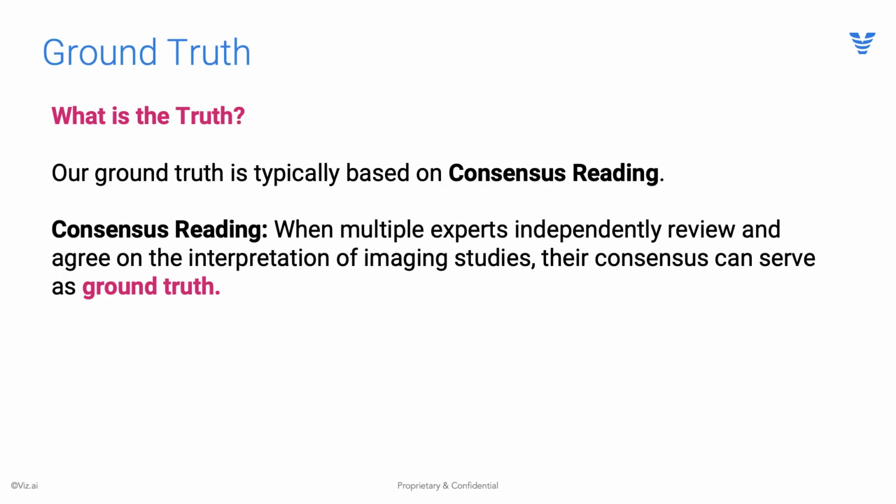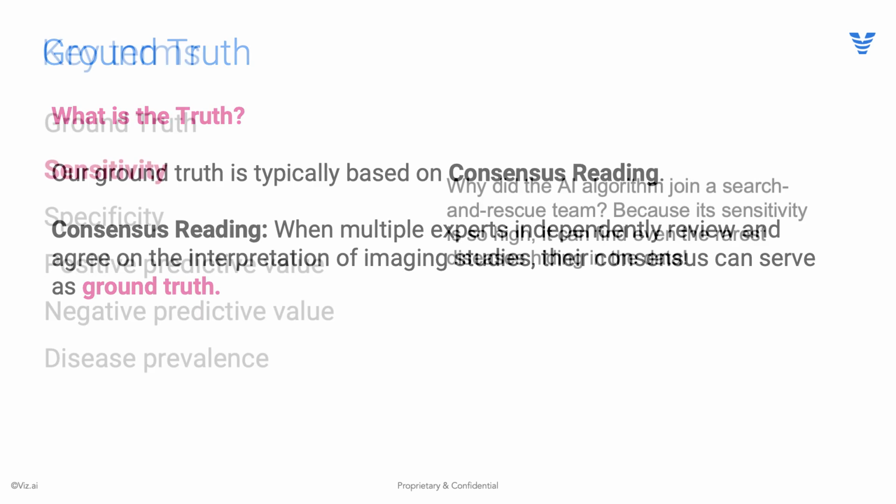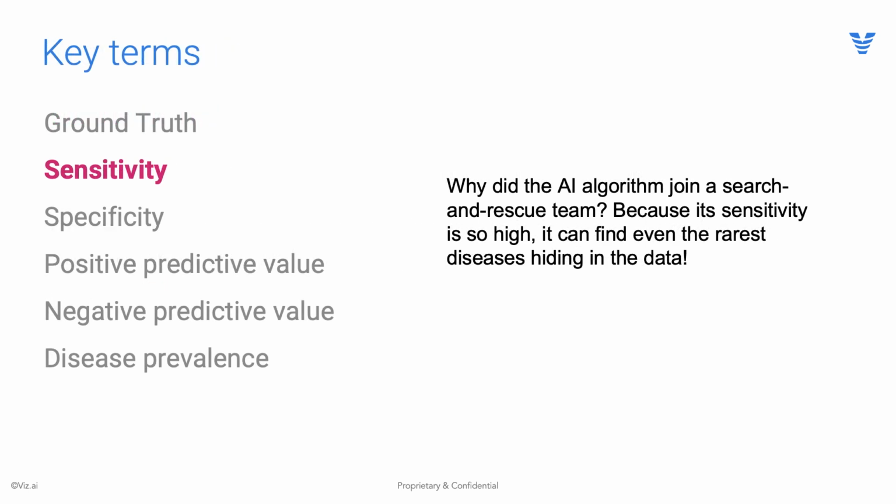So in essence, our ground truth is typically based on consensus reading. That means more than one person agrees that the disease is present when they look at an image. Multiple experts need to independently agree on this. So when I talk about yes, there is a disease or no, there isn't, I'm always talking about ground truth and not whether or not it was proven the patient had a disease after the fact that was not visible in imaging. So beyond ground truth, we're going to jump into sensitivity.